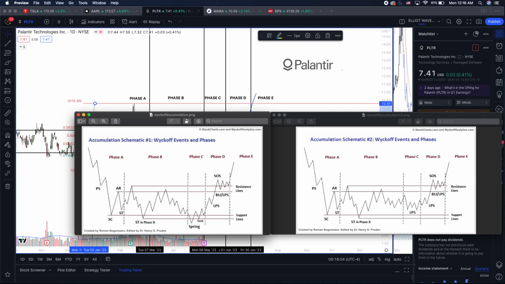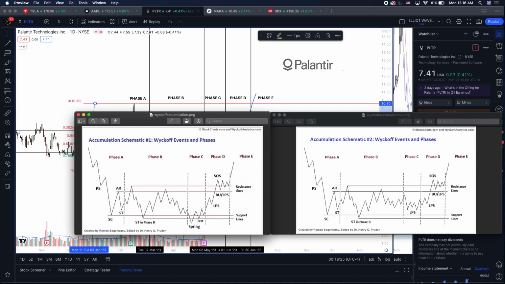Today we're going to be doing an update on Palantir Technologies Inc., ticker symbol PLTR. I've been keeping track of this stock, guys, and even though I have not done a video on it in a couple of weeks, I do believe that now is a good time to do an update because I think that a spring move may be coming.